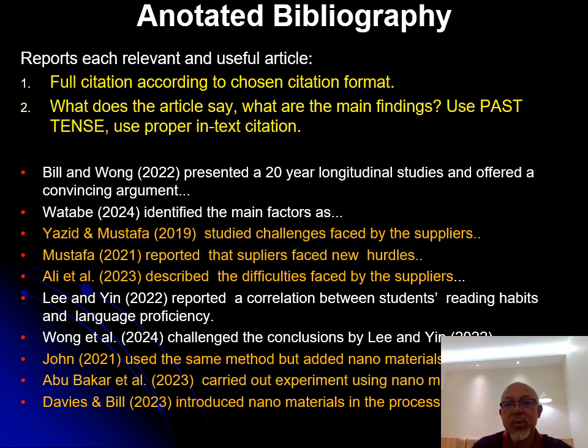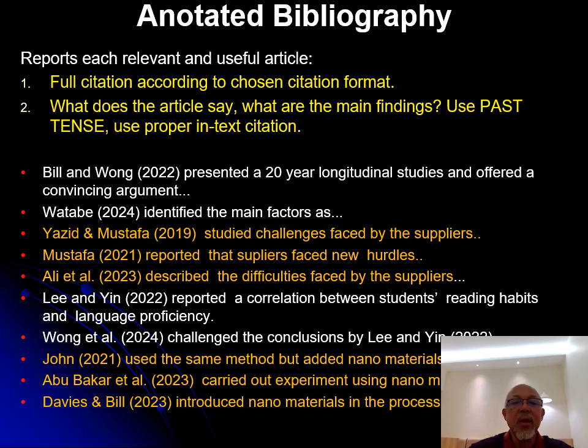Or now it is almost automatic. If you go through, for example, Science Direct or any of the articles, normally they can even provide the full citation according to our chosen format. You just copy and paste. So you can do this in Word. You copy and put the full citation according to the chosen citation format.